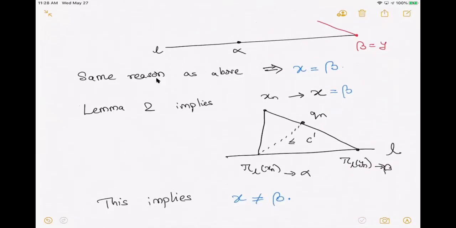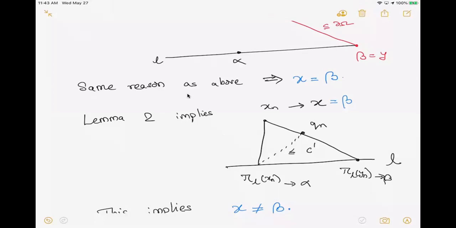Now we are going to apply lemma 2 again. Now we look at the triangle given by xn, pi_L(xn), and pi_L(yn). The projective geodesic segment joining xn and pi_L(yn) contains a point qn whose distance from pi_L(xn) is at most c prime. So the line segment joining xn and pi_L(yn) always passes through a compact neighborhood around the point alpha, where alpha is the limit of the sequence pi_L(xn).